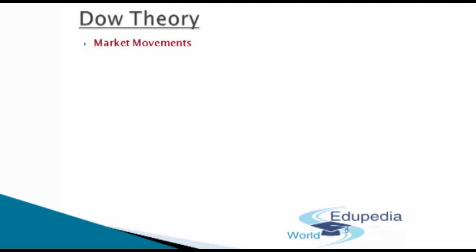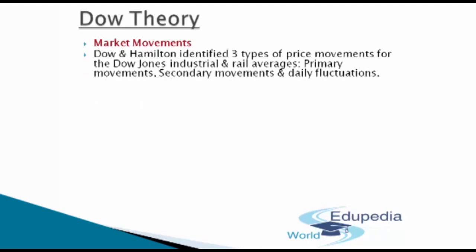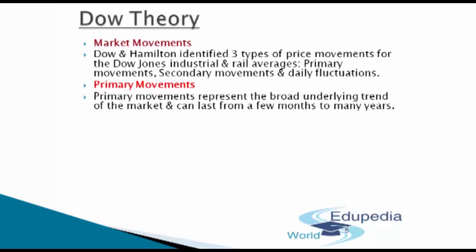Okay. So what does this primary movement mean? What does this secondary movement mean? And what does this daily fluctuation mean? Let's understand them one by one in order to get complete clarity. So primary movements, first of all. Primary movements are the ones which represent the broad underlying trend of the market and can last from a few months to many years.